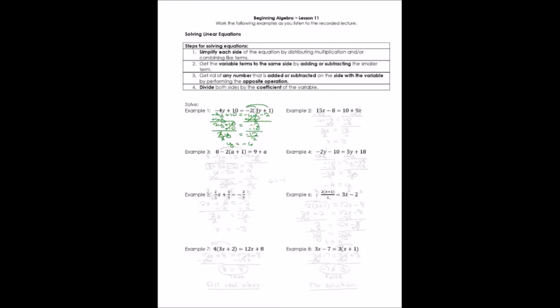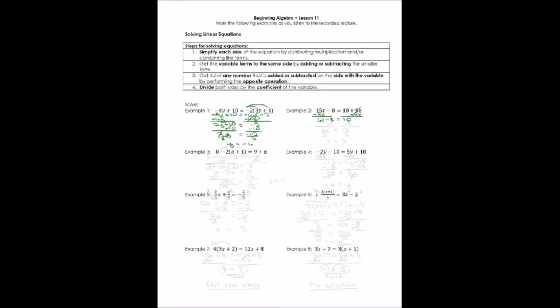Example 2, we don't have to simplify on either side, so we can skip that step. We do need to get the variables to the same side, so we start at step 2. I'm going to start with my smaller variable, 9x, and I'll subtract it from both sides. I end up with 15 minus 9x, which is 6x, minus 8, and that's going to equal 10. The 9x minus 9x will cancel, turn into 0.